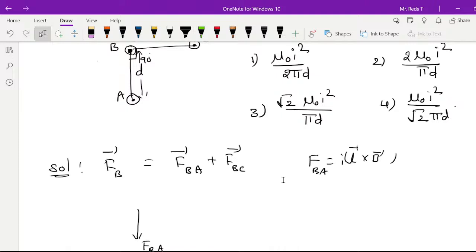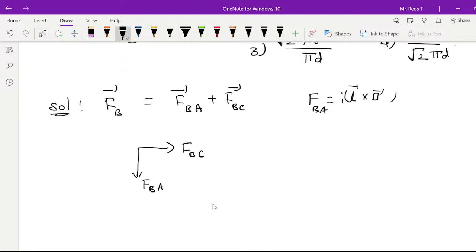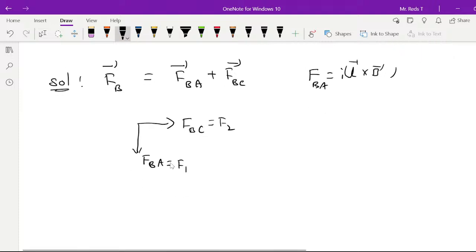I can write it as L cross B will give you a force to the rightward direction. So force on B due to C will be in this direction. Just simply you can take this as F1, F2 also. Yes, this is, let us say, F1, let us say this is F2. Resultant of these two forces is nothing but your force required. Obviously it should be somewhere here in this direction.